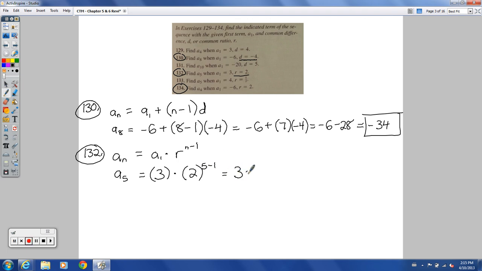And this would leave me with 3 times 2 to the fourth. 2 to the fourth, that would be 16. And 16 times 3, that would be 48. So the fifth term in that sequence should be 48.